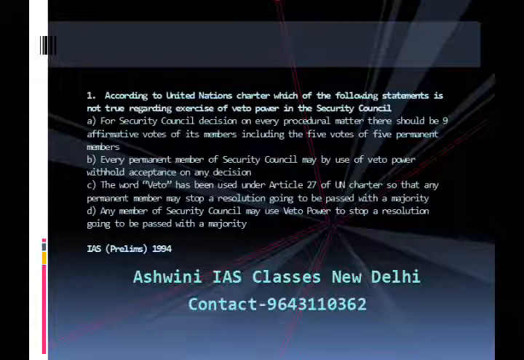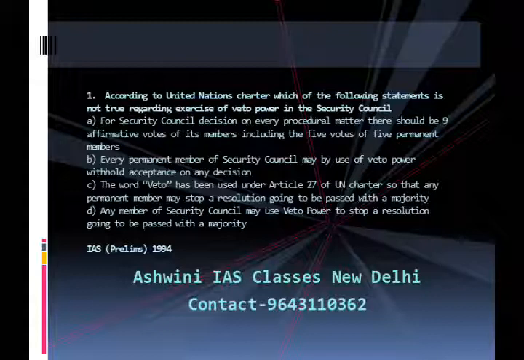C. The word veto has been used under Article 27 of UN Charter so that any permanent member may stop a resolution going to be passed with a majority. D. Any member of Security Council may use veto power to stop a resolution going to be passed with a majority. This question has appeared in IAS Prelims Examination 1994.